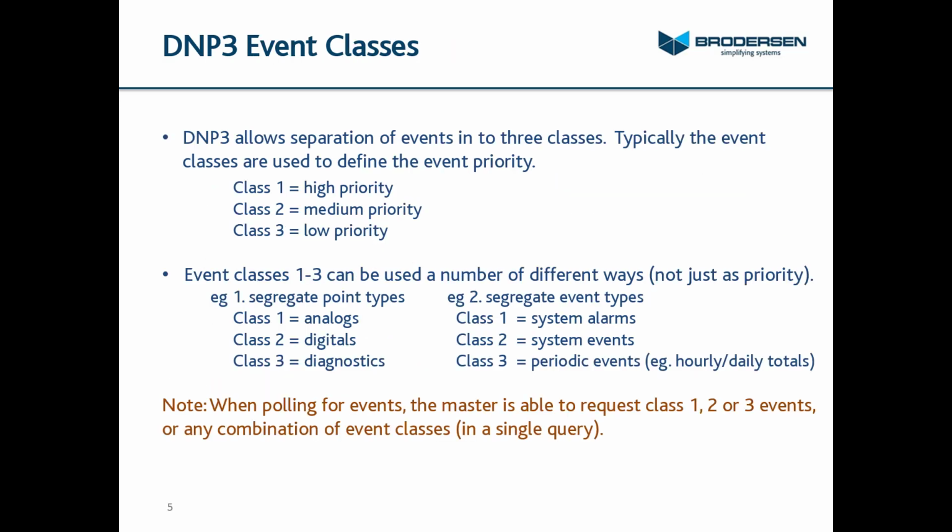And events can be separated into three classes. The classes can be used however you like, but typically Class 1 is considered the high priority events, Class 2 is medium, Class 3 is low. But some industries, some regions, some particular customers might even decide to use Class 1 to differentiate between analogs and other point types, or between system alarms and system events. When the master polls the RTU for events, it's able to request all classes or individual classes, and it can be in a single query.